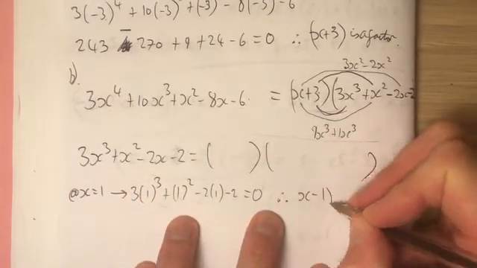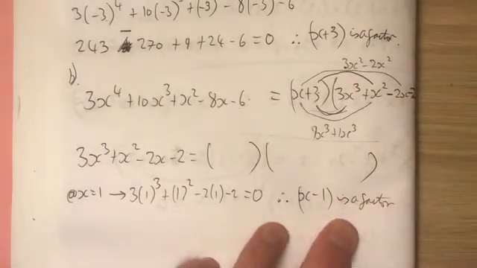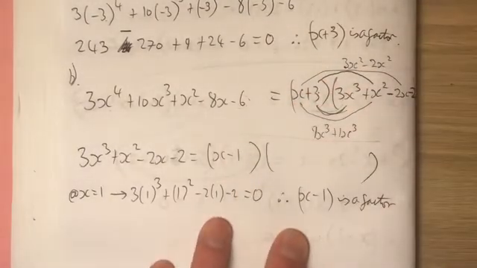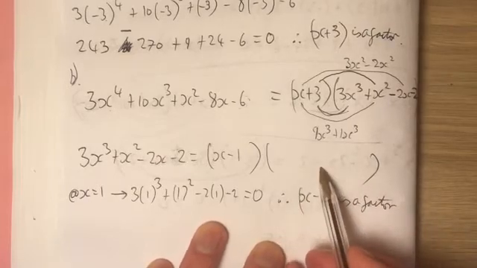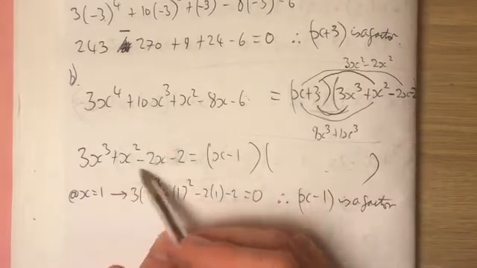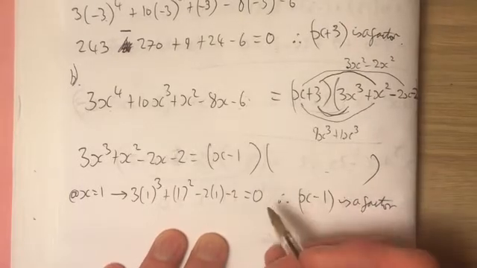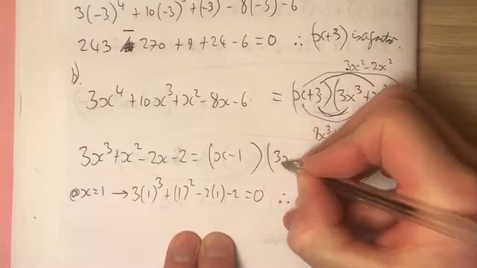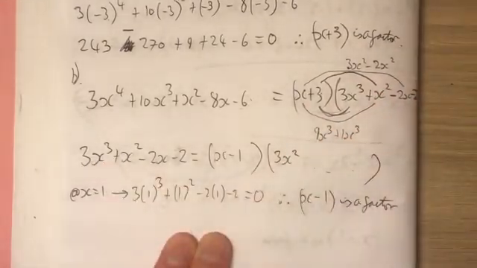Therefore, x minus 1 is a factor. So x minus 1 can go there, and I repeat the process. What do I have to have here so that when I expand it, I get this answer? I'm going to factorize, which is unexpanding. How do I get 3x cubed? Well, that's going to be 3x squared there. So when I expand it, I get the answer I need.